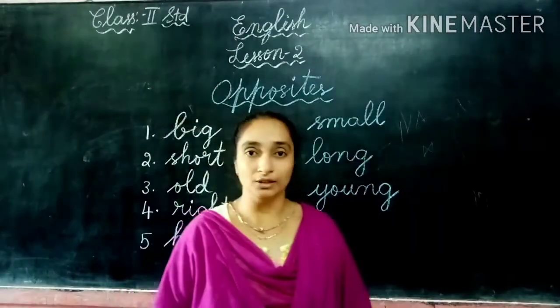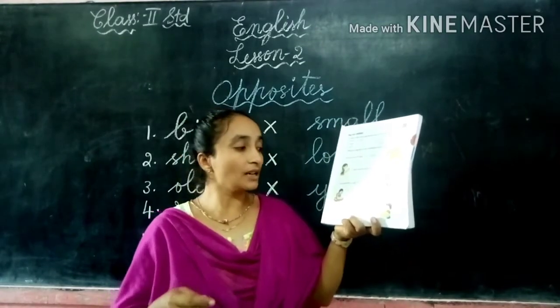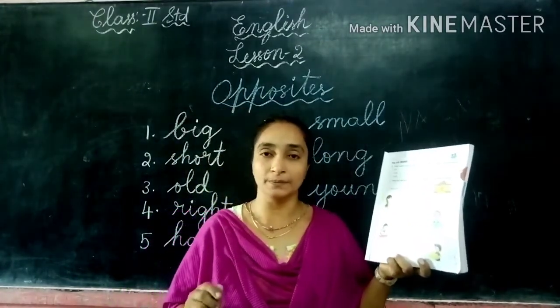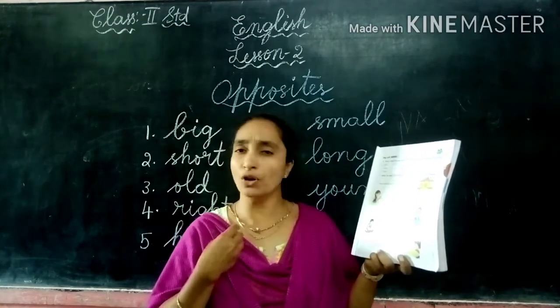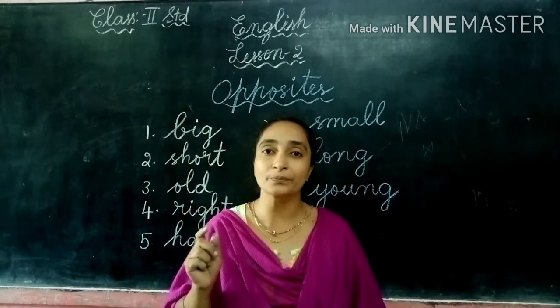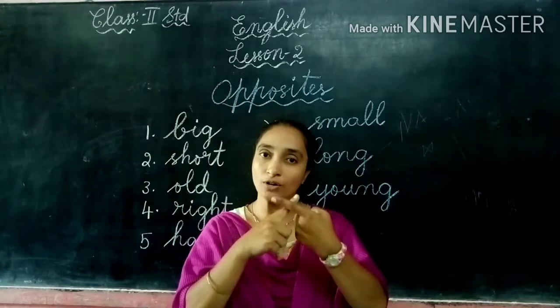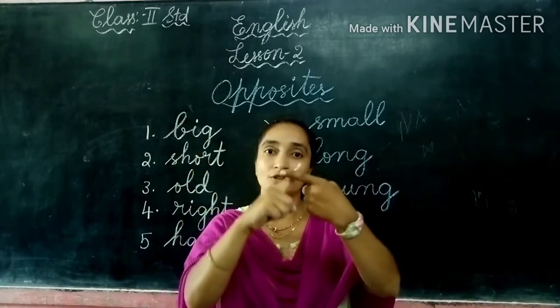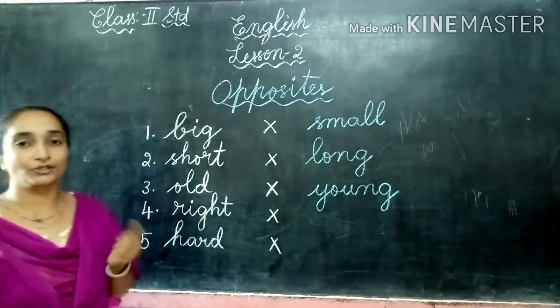Y-O-U-N-G, young. Old, opposite is young. And the fourth one is: Sana got all the sums right. Sana was doing math problems and she got all the sums right. Not a single one was wrong. Right, opposite, wrong. So anything was not wrong there.